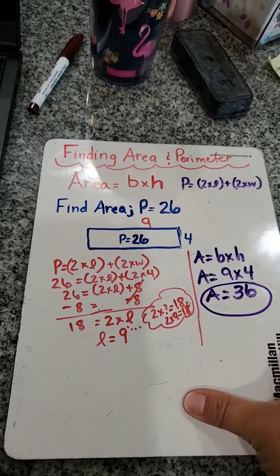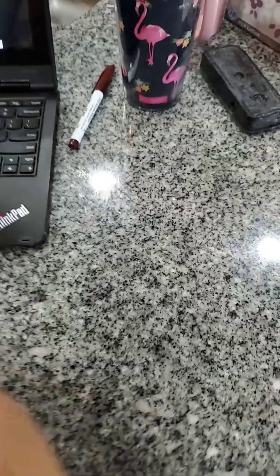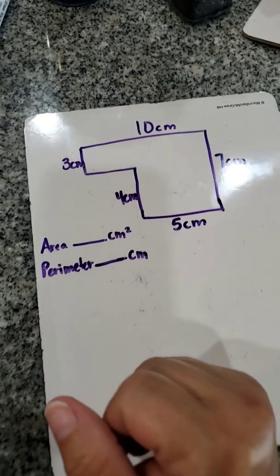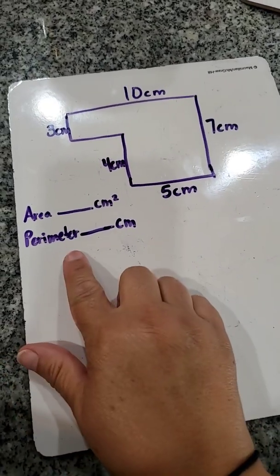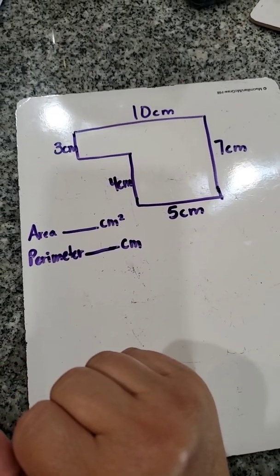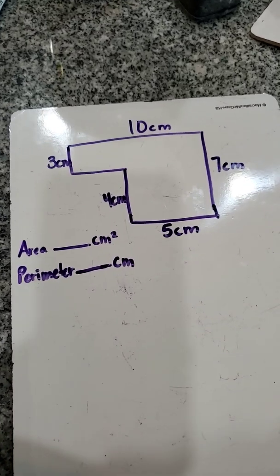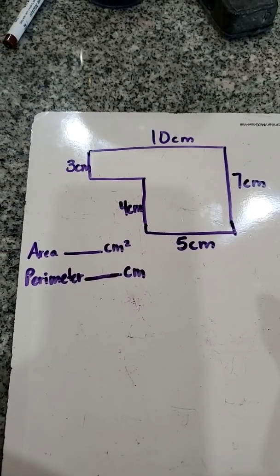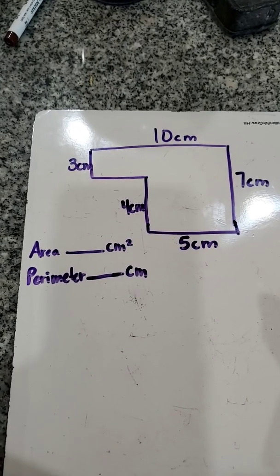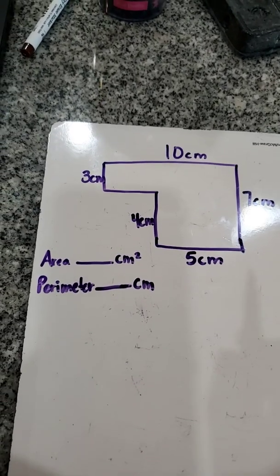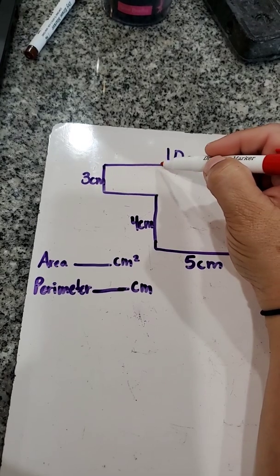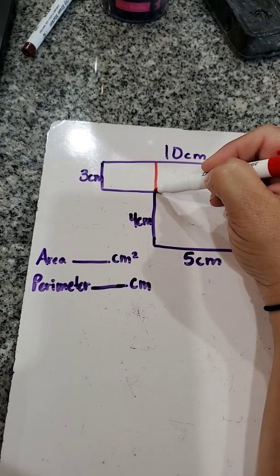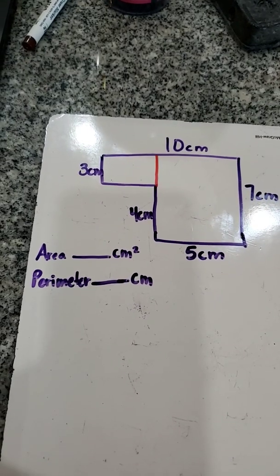Here's another example. What if we had this problem and you were asked to find the area and the perimeter? What's the first thing you notice about this shape? It's kind of an odd shape. It's not a rectangle or a square exactly. But what if we were to divide our shape into 2 shapes?